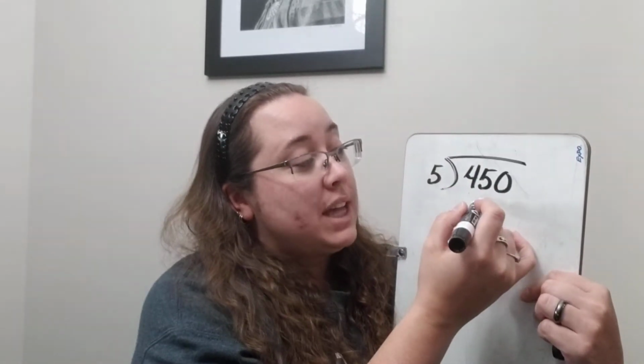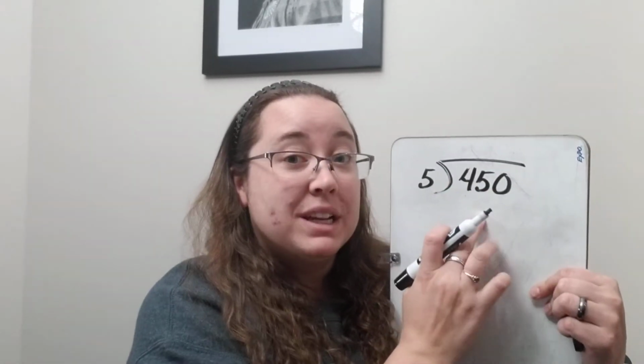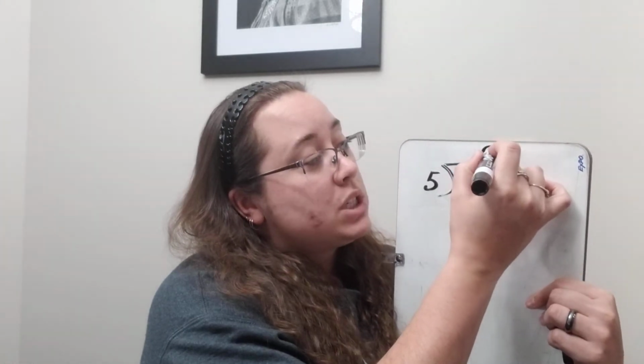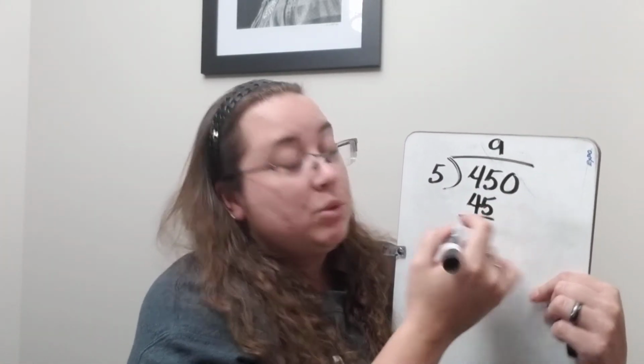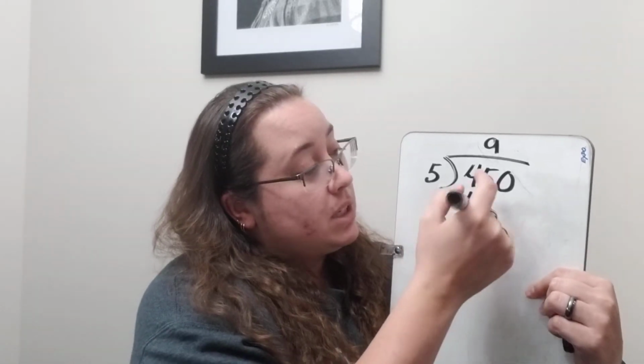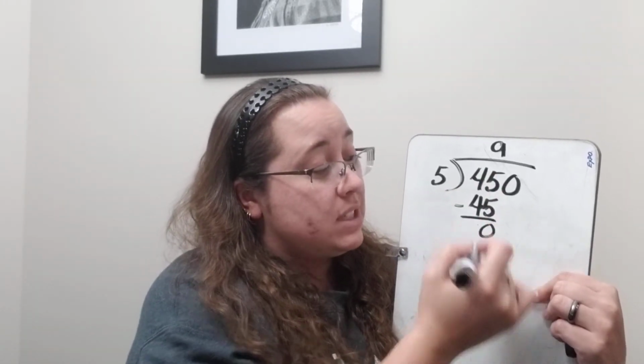So I'm going to place that 9 above the 5 because that is the last place I worked. So 9 times 5 makes 45. I'm going to subtract these numbers. 45 take away 45 is 0.